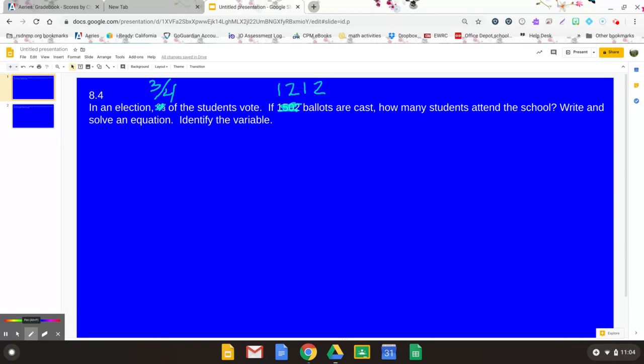So again, when you cast a ballot, that means you vote. So they're telling us that 1,212 students is equal to 3/4 of the total amount of students. We just want to know what the total amount of students is. So 1,212 is 3/4 of what amount? So we're going to identify our variable. So n equals the total number of students.